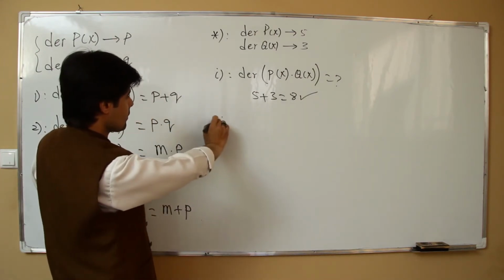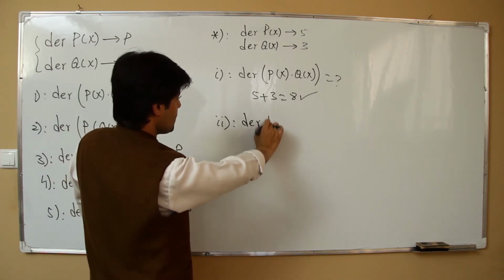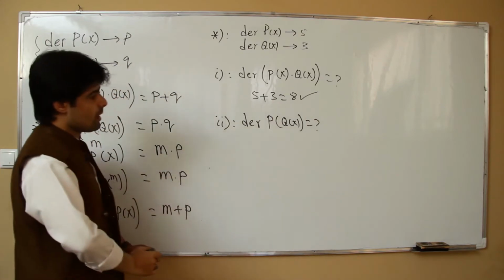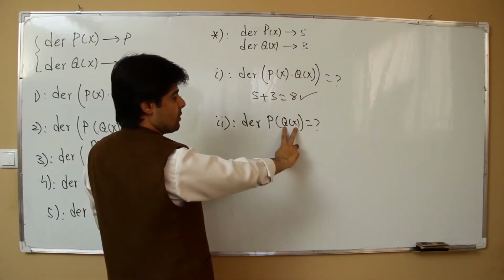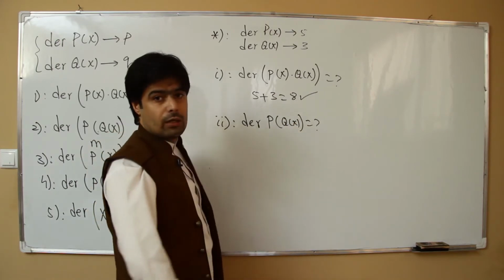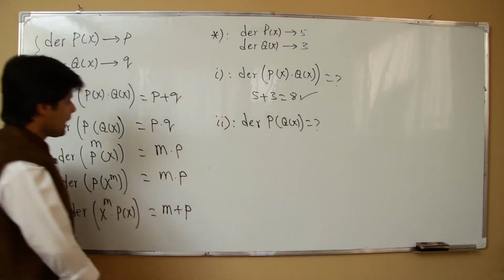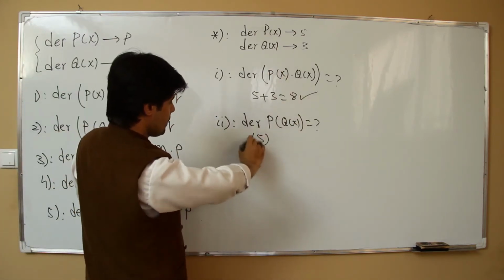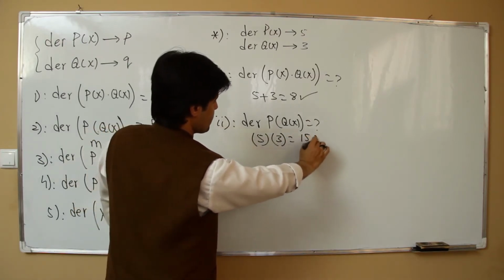Number second, if I ask you what's the degree of p(q(x)), what does it mean? It means the variable was x, now the variable is q(x). This is the combination of the polynomials, or the composition of functions. Now, what would be the answer? p times q. What's p degree? 5 times q, 3. 5 times 3, 15.